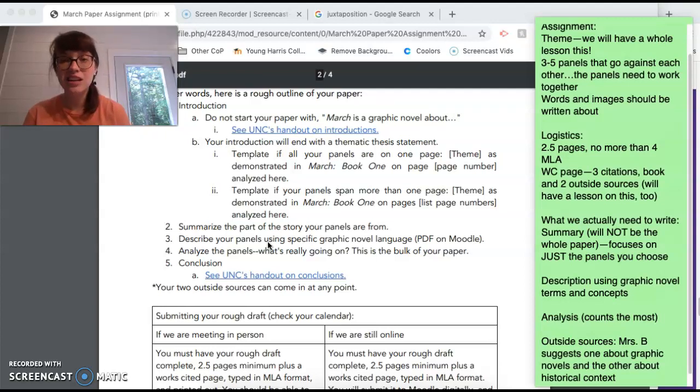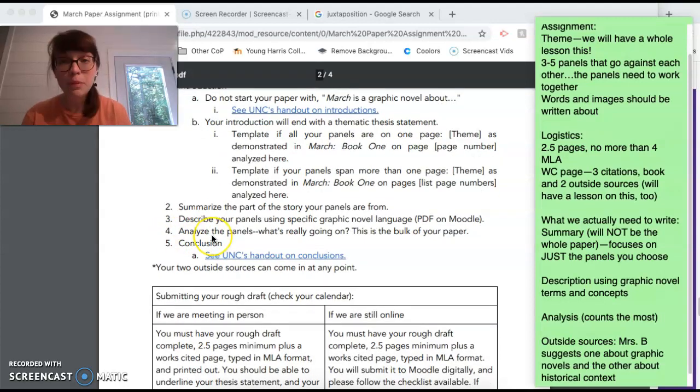Again, that's in the Introduction to Graphic Novels lesson. Analyze the panels. This is where multiple paragraphs will come in. What's really going on? This is the bulk of your paper, and then you end with your last paragraph, your conclusion. Again, here is a handout on conclusions, what not to do and what you should do. So please read that page. Your 2 outside sources can come in at any point, so just make sure you incorporate them well.